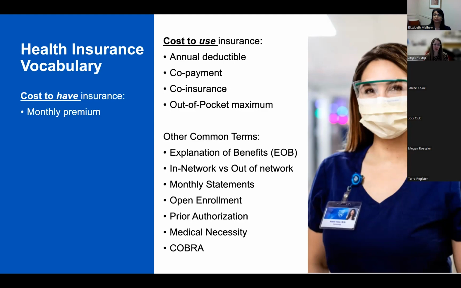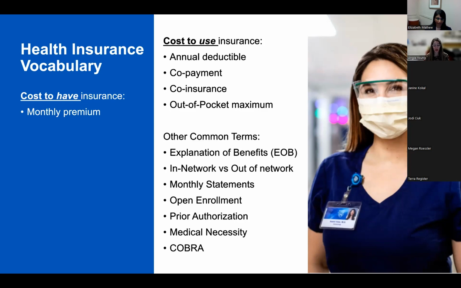So things like the annual deductible. Your annual deductible is the amount that you as a patient are responsible for, and you must pay that before your health insurance will start to pay anything. So that is patient responsibility. So when you sign up for an insurance plan, if there's a deductible, you can expect that you need to pay that out of pocket before your insurance is going to cover any type of medical expenses.